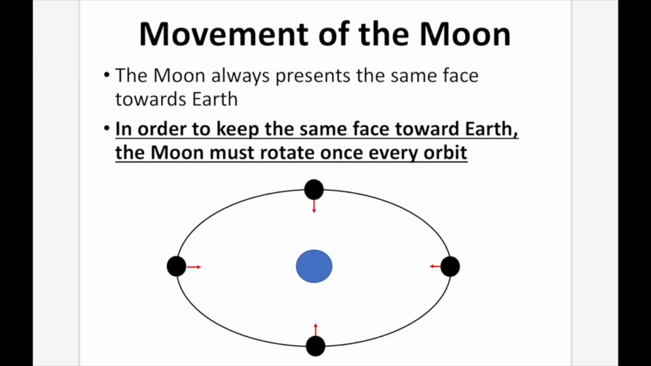Movement of the moon. The moon always presents the same face towards Earth. In order to keep the same face towards Earth, the moon must rotate once every orbit. You can see this is one complete orbit. So every time the moon moves, it actually spins. So if we were to do something in between, it would look something like this.